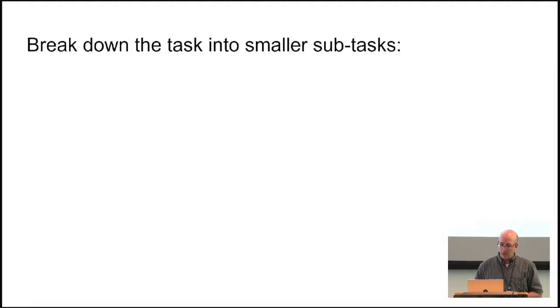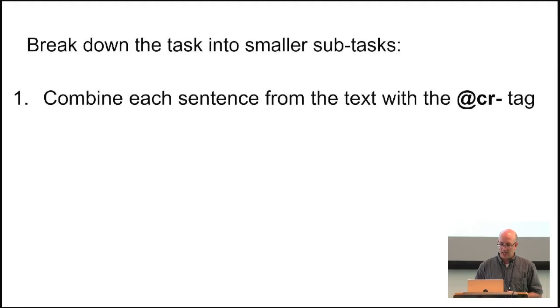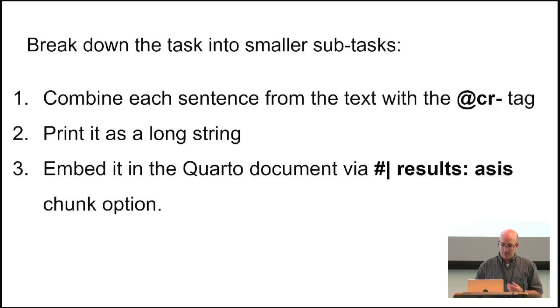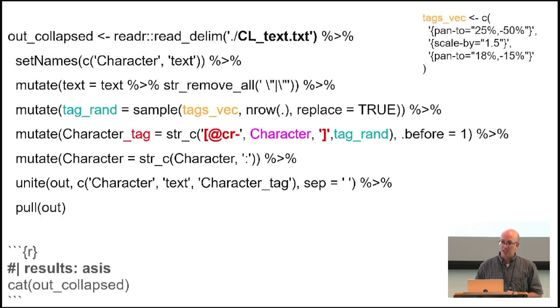So let's break it down into smaller subtasks. First, combine each sentence from the text with the @read tag. So that's like a regex task. Print it in a long string, vectorization, and embed it in the Quarto document via the result as is chunk option. That's it. Finally, here's some R code.